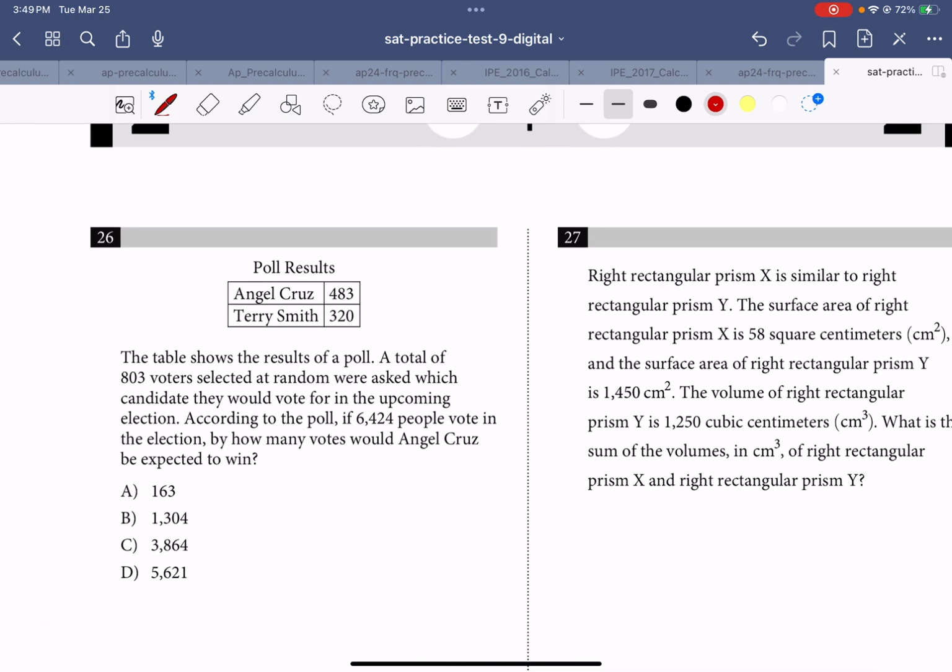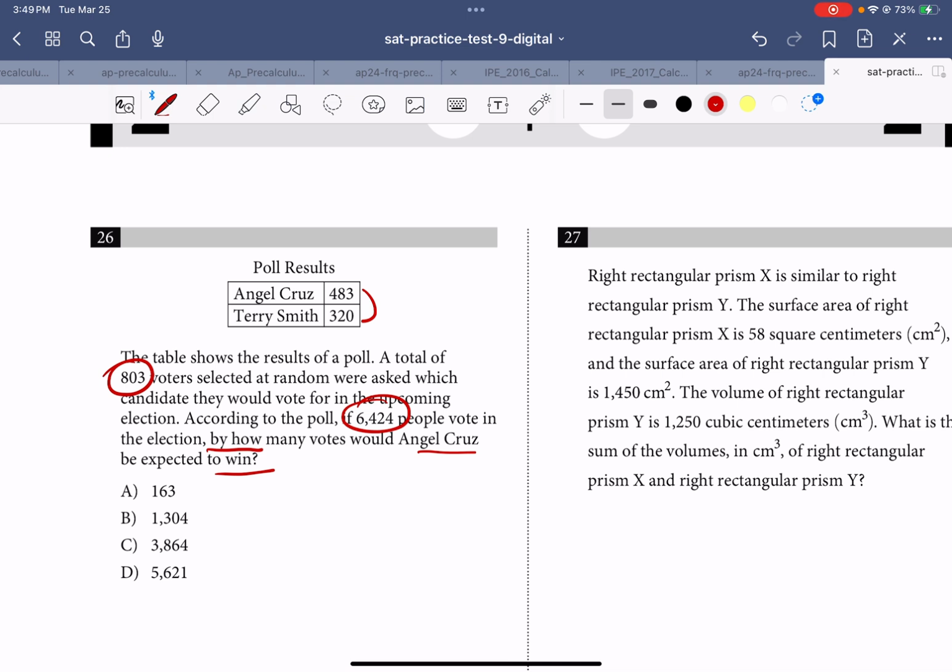Number 26. Paul Richard, Angel Cruz and Terry Smith. The table shows the result of a poll, and the total is 803, so when you add these two votes, it is 803. Those selected at random were asked which candidate they would vote for in the upcoming election. According to the poll, if 6,424 people vote in the election, by how many votes would Angel Cruz be expected to win?